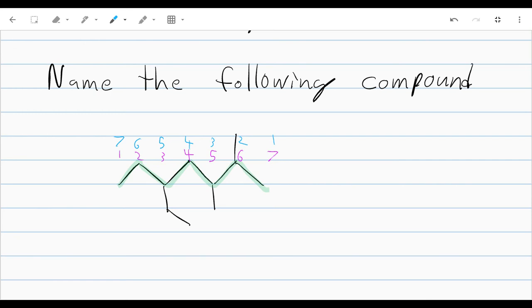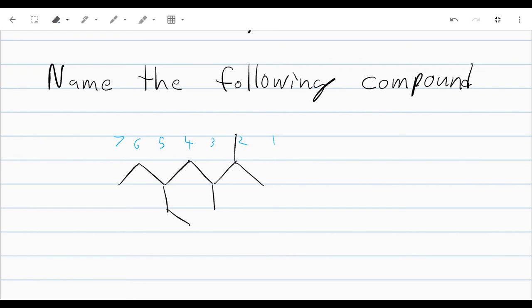In the purple, we would have a branch at carbon 3, a branch at carbon 5, and a branch at carbon 6. That would give us a total of 14. In the blue, it reads off a branch at carbon 2, a branch at carbon 3, and a branch at carbon 5, which would give us a total of 10. 10 is smaller, so we're going to go with the blue.